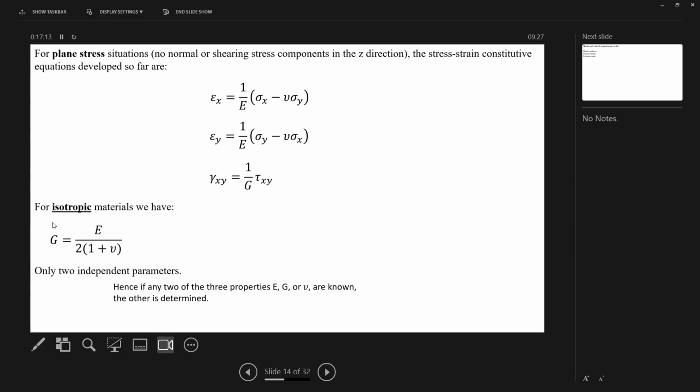Okay? But on a small scale, we would say concrete is that, we would say, on the large picture, but on the small scale it definitely is not. But we'll assume that it is just that, right? Just for simplicity. But steel, definitely, aluminium, copper, materials like that will have the same material properties in any direction, irrespective of how you apply the load. Right. Only two independent parameters. Hence, if we've got two, the other can be determined. What I'm referring to is the E, the G, and the Poisson's ratio.